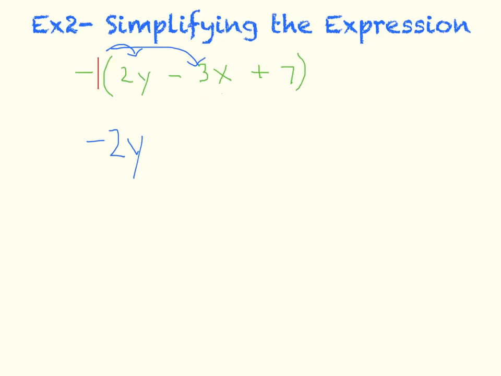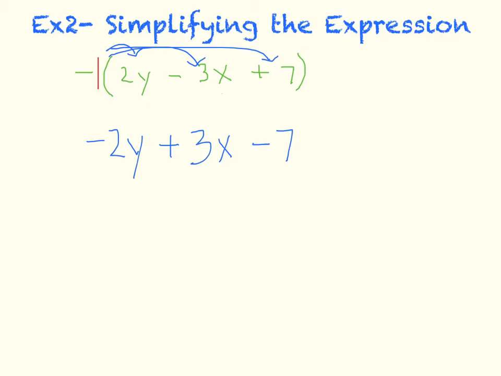Negative 1 times negative 3 would become positive 3x. And last but not least, negative 1 times positive 7 would be negative 7. So we're going to write negative 7 this way. We're going to make it minus 7. And that's the best way to write it. So there we go. We've distributed.